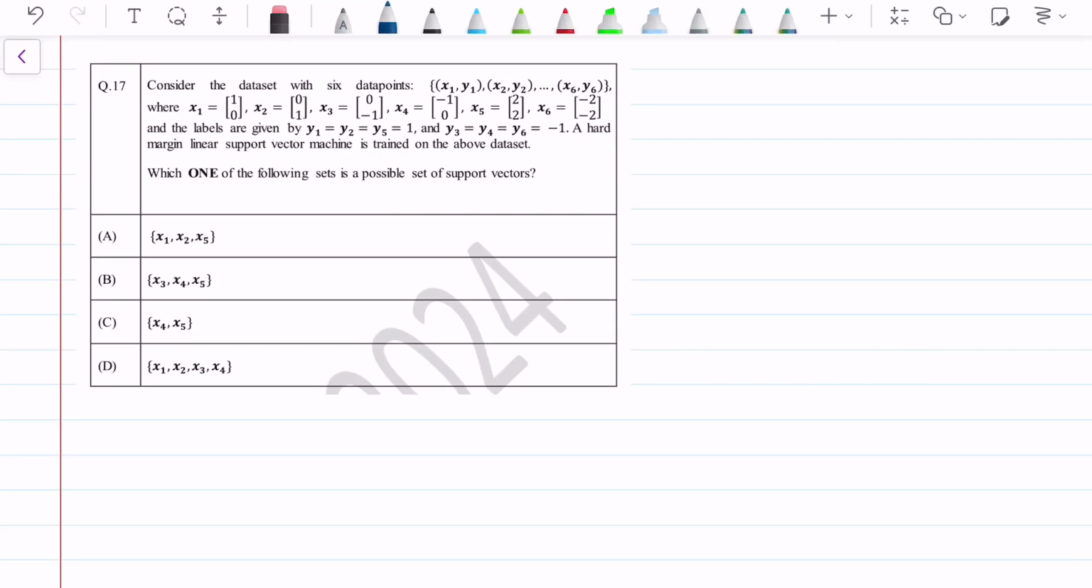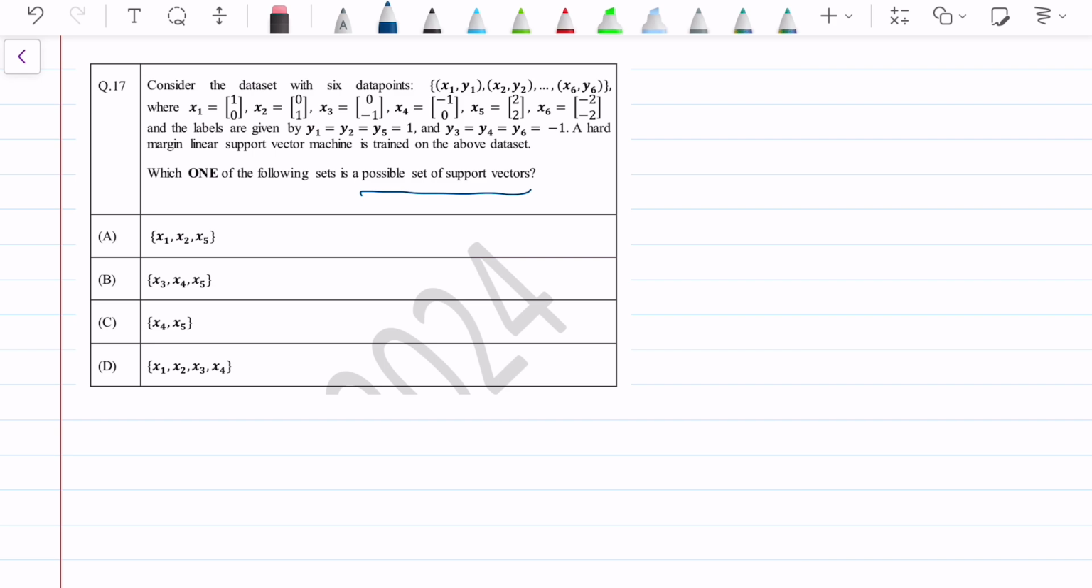Hey everyone, let's see this question in which we are given 6 data points x1 through x6, with coordinates: x1 is (1, 0), x2 is (0, 1), and so on till x6, which is (-2, -2). We are also given labels: y1, y2, and y5 are 1, and y3, y4, and y6 are -1. We have to draw a hard margin linear SVM and tell which of these points can be a possible set of support vectors.